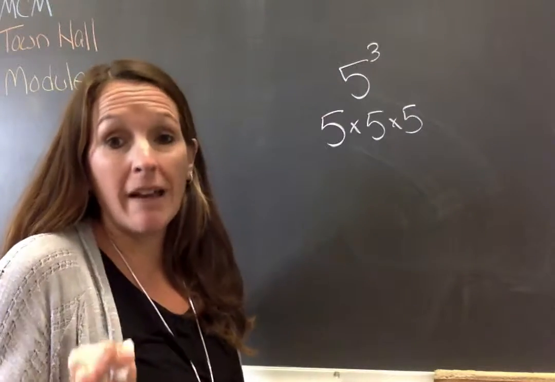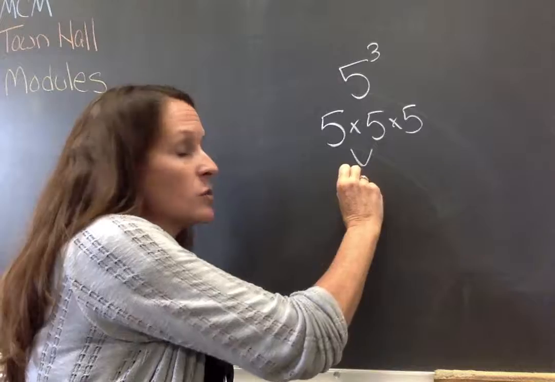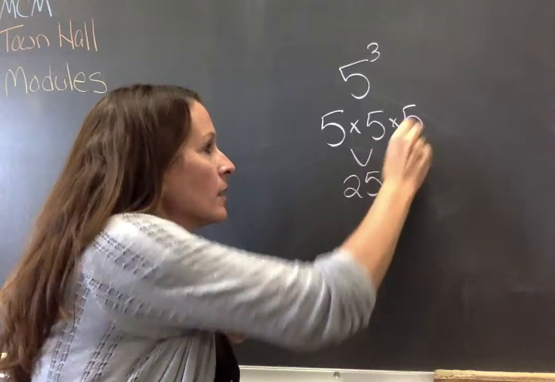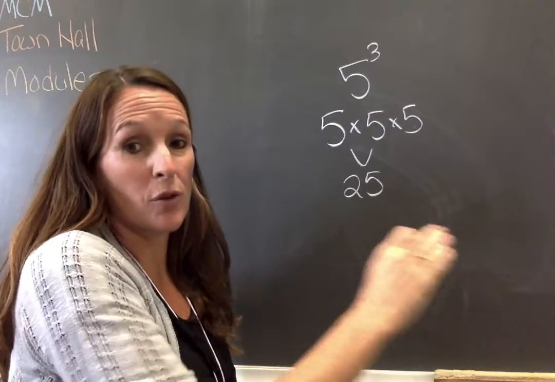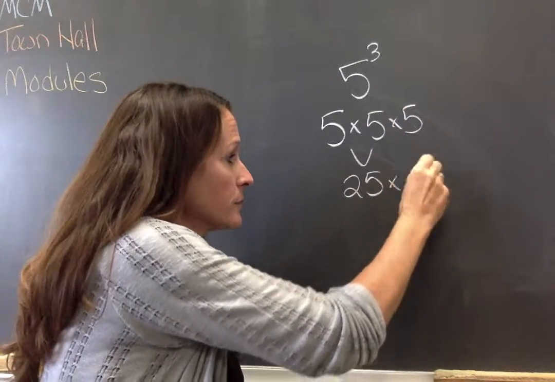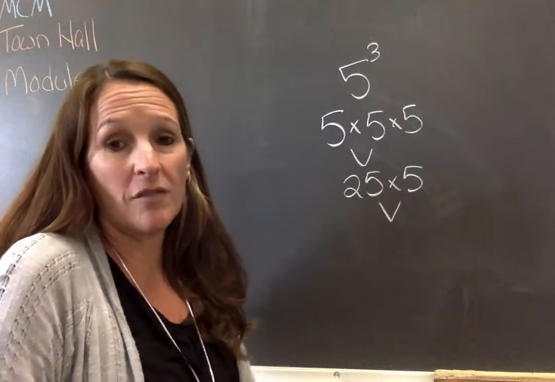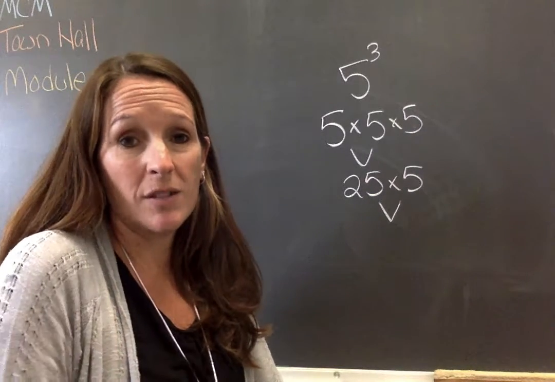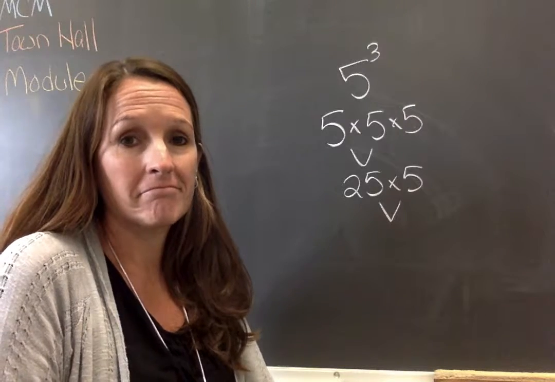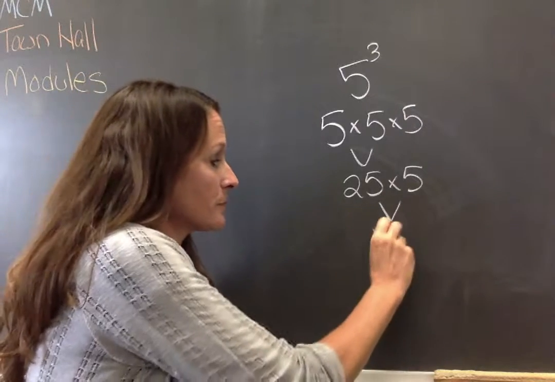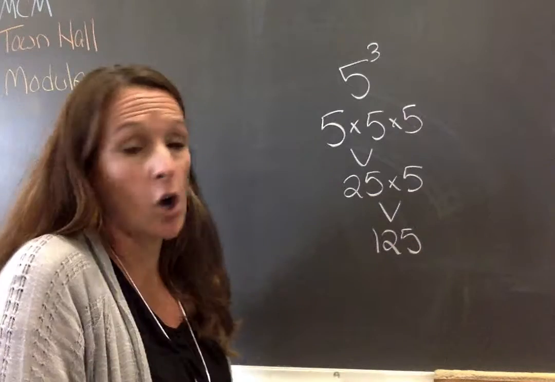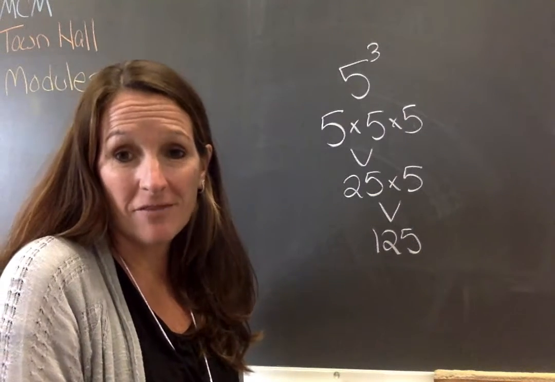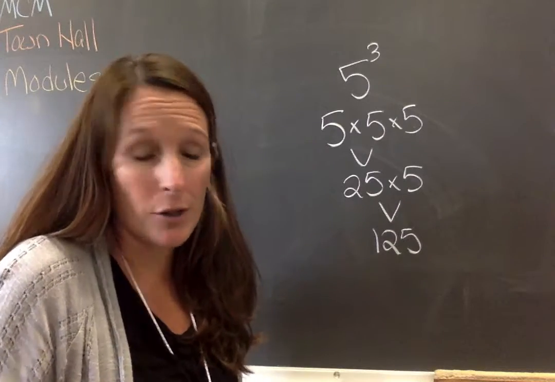So we're going to use the caret method. 5 times 5 is what? 25. I haven't done anything with that times or that 5, so I bring it down. And then I have to figure out what 25 times 5 is. Think quarters. It's 125. So 5 cubed equals 125. That's it. That's how we do powers.